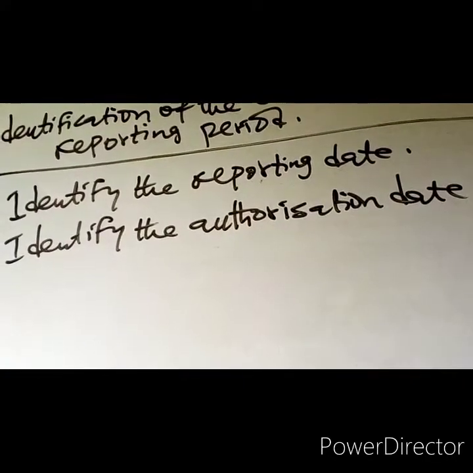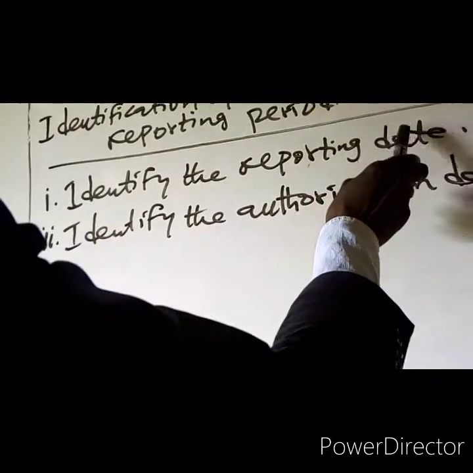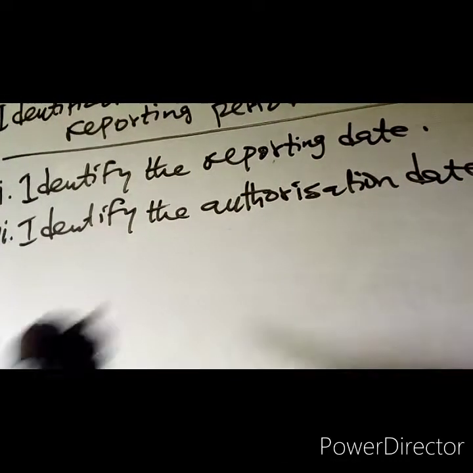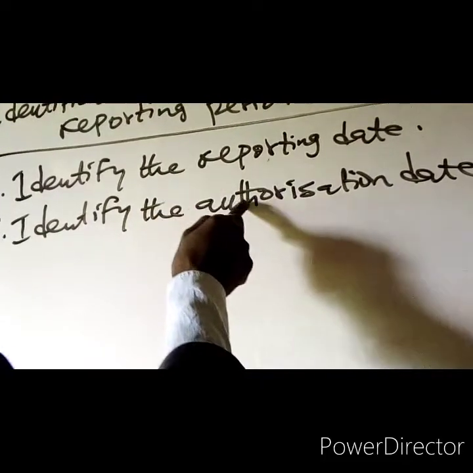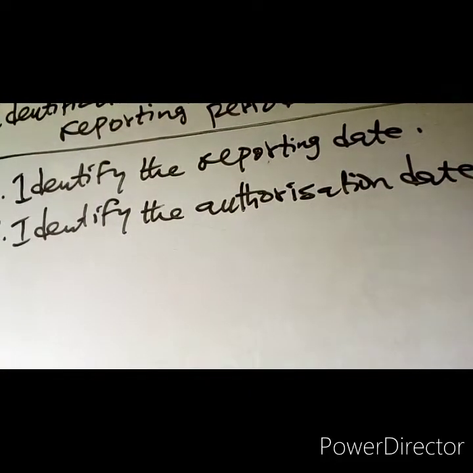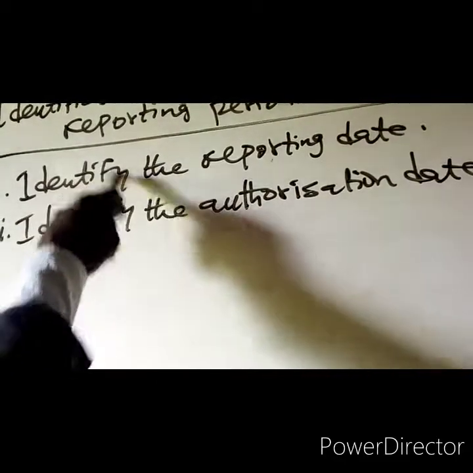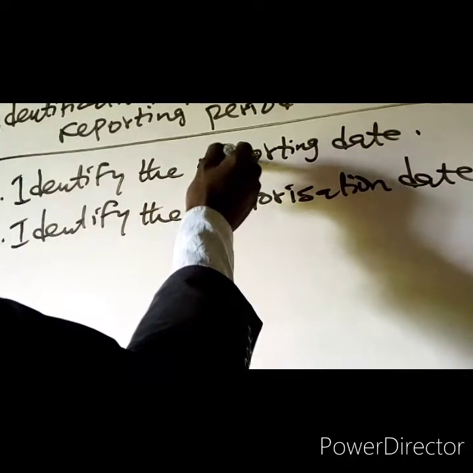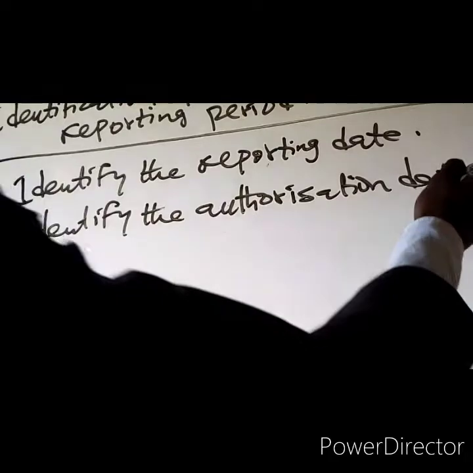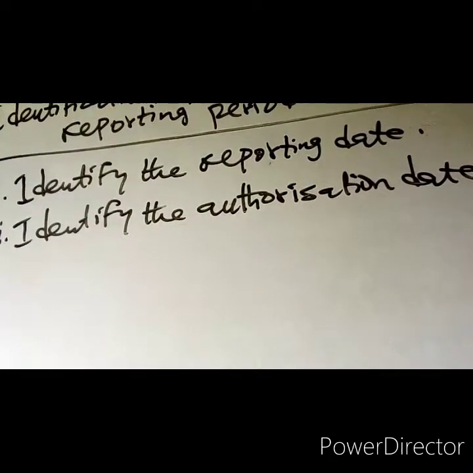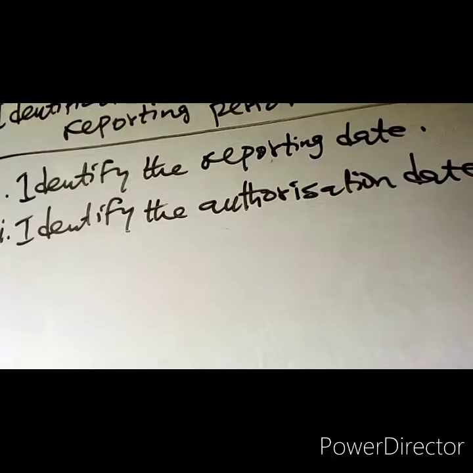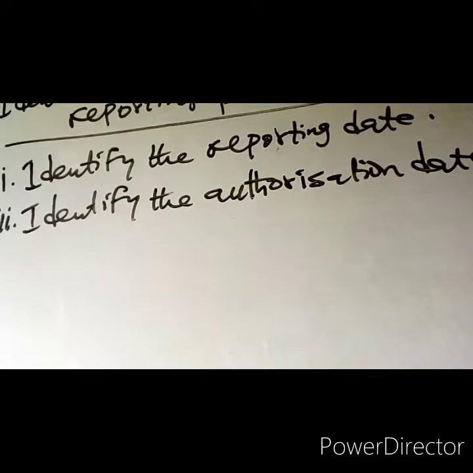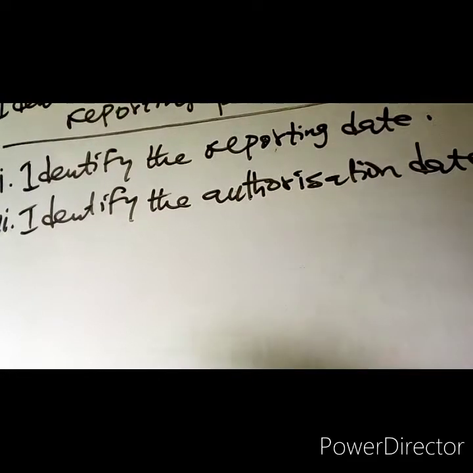Any events that occurred after the reporting date and within the authorization date, I've told you that they will be regarded as the events after the reporting period. Events that occur after the reporting date and that fall within the authorization date will be regarded as events after the reporting period. Step three, establish whether the events provide any additional evidence of the condition at the reporting date.